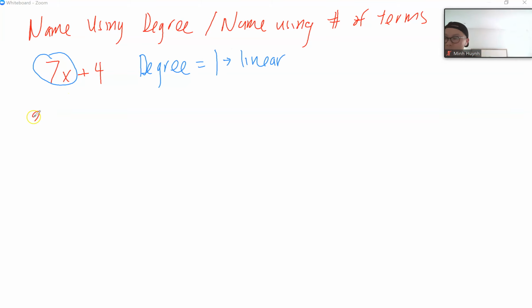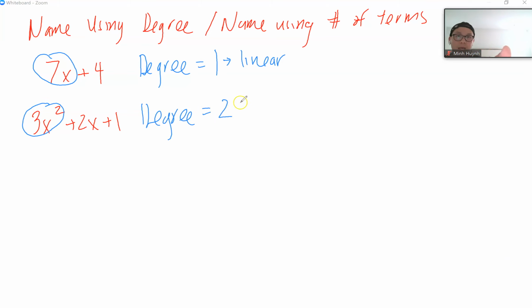Now, the next one we can go ahead and bring up is the increasing of the exponent. So let's go 3x squared plus 2x plus 1. So the degree exists right over here. So my degree is going to be 2. And because my degree is 2, this is considered a quadratic equation.